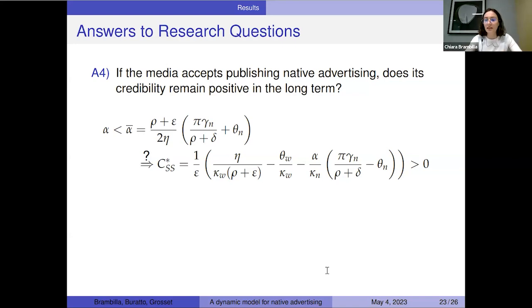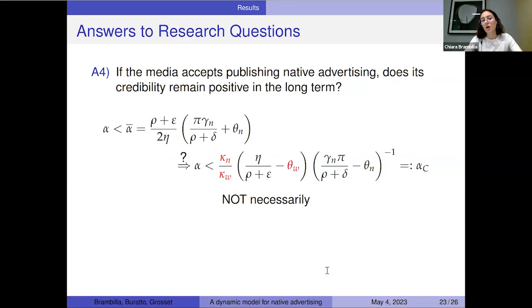By solving this inequality with respect to alpha, we obtain this threshold alpha C. And of course, we want to understand if alpha lower than alpha bar is enough to say that alpha is also lower than this alpha credibility threshold. But looking at the alpha credibility threshold, we can see that there are some parameters such as Kn, Kw, or theta w that are not present in alpha bar. And this means that we cannot really compare the two thresholds, alpha bar and alpha C.